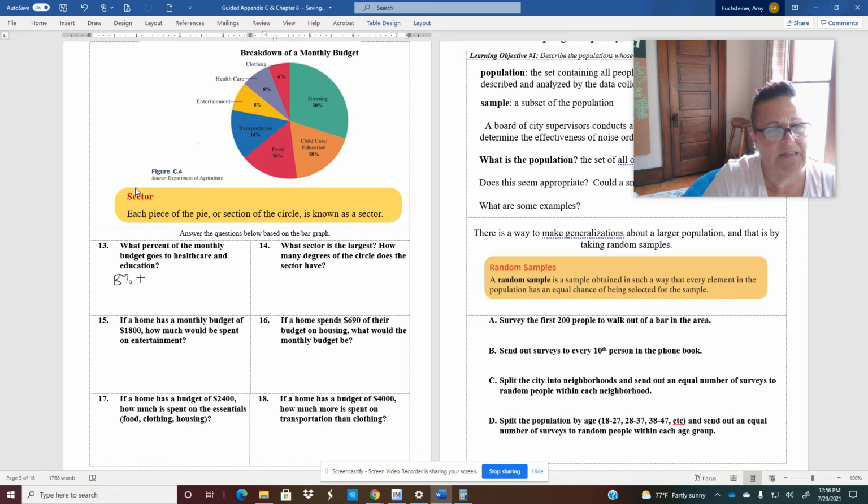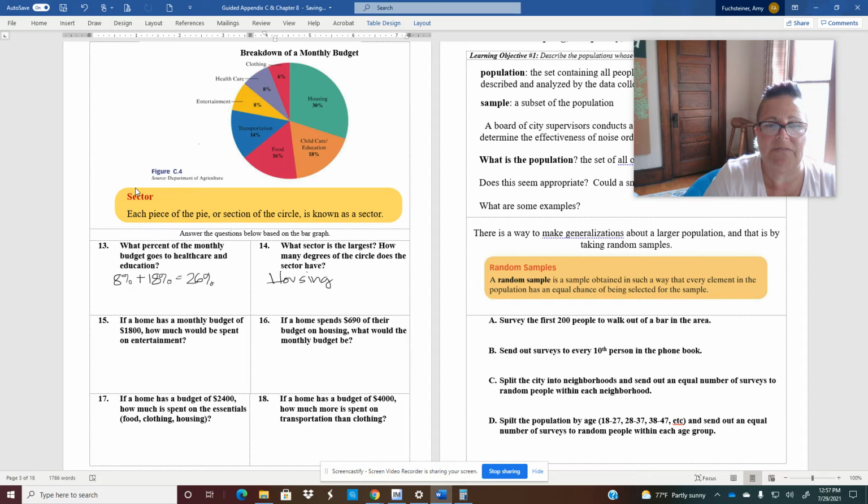Education is 18%. So together, this makes up 26% of the budget. All right. Which sector is the largest? That would be housing, because that's 30%. We can tell based on the amount of the circle that it takes up, and we can tell based on the number, it is 30%, and that is greater than any other.